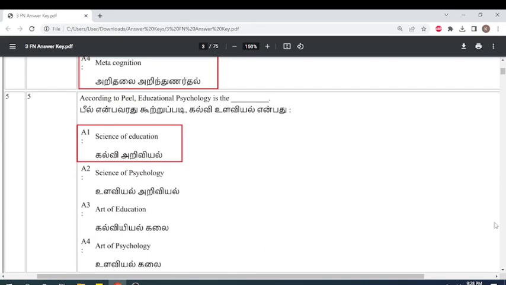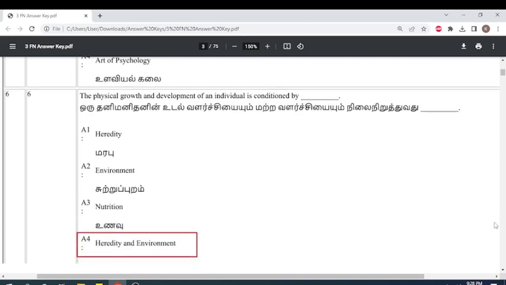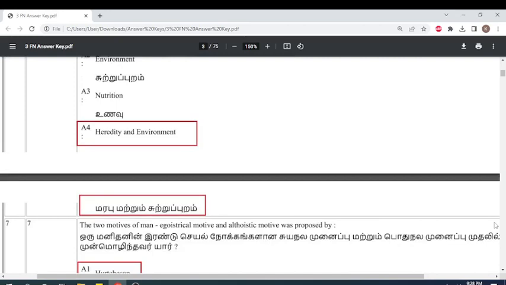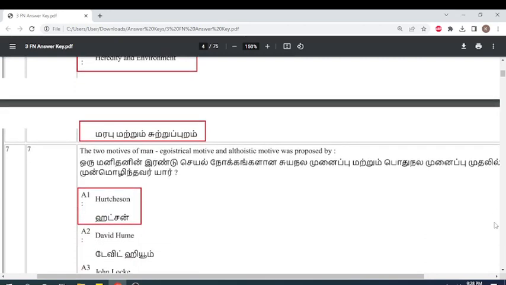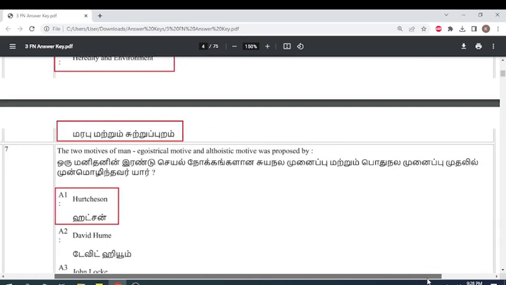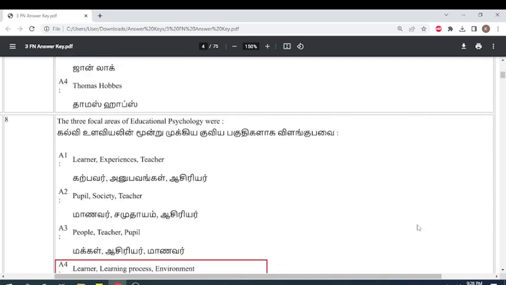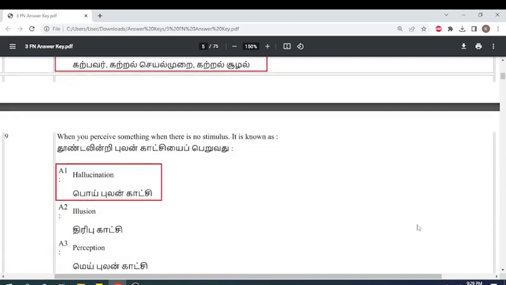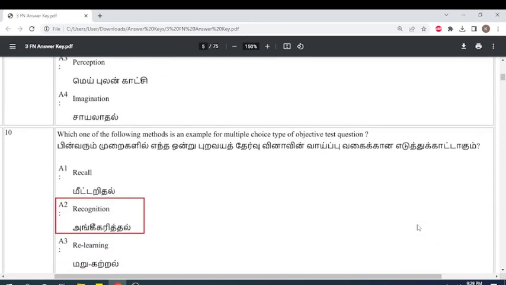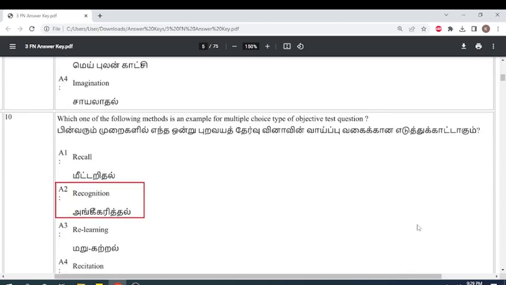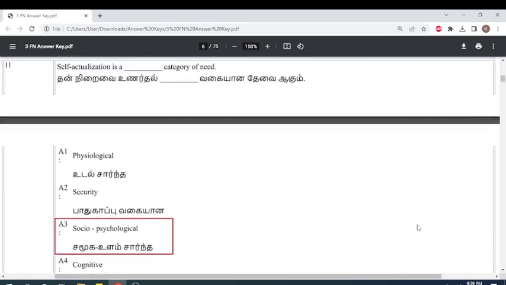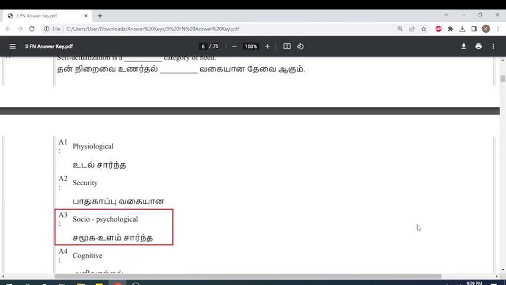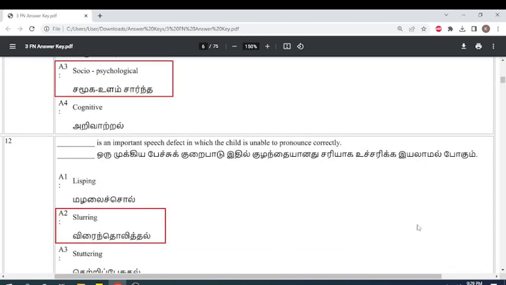Fifth question answer A1. Sixth question answer A4. Seventh question answer A1. Eighth question answer A4. Ninth question answer A1. Tenth question answer A2. 11th question answer A3. 12th question answer A2.